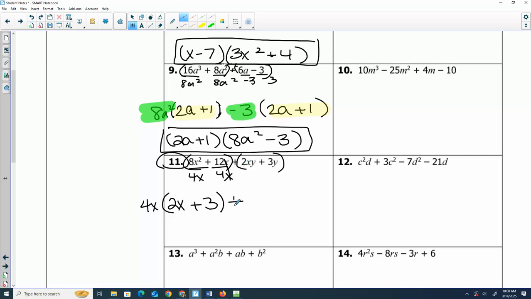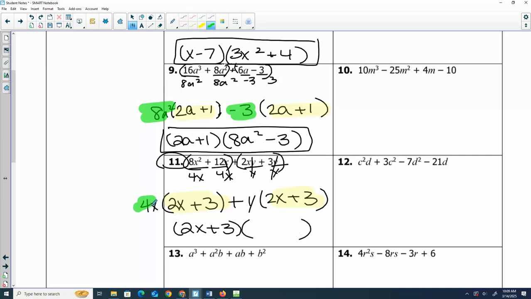Then there was a plus between our parentheses. 2xy and 3y. What do they both have? A y. So I take out my y. So those cancel, so I have 2x. 3y divided by y is 3. So I check. Do they have a parenthesis in common? They do. So bring that down. The second parenthesis is what's left, and these parentheses are multiplied at the end. So the second one is the 4x plus y. All right, much better that time.